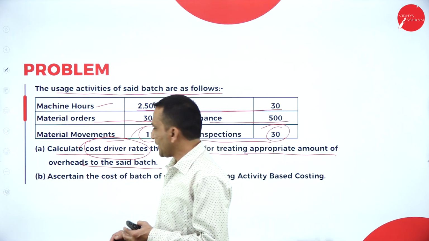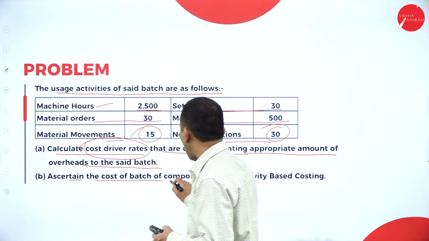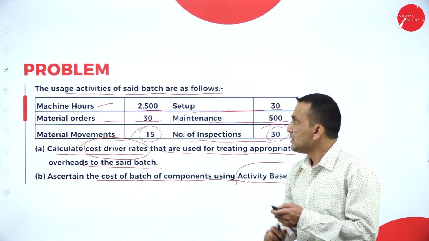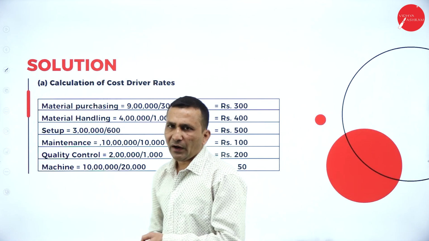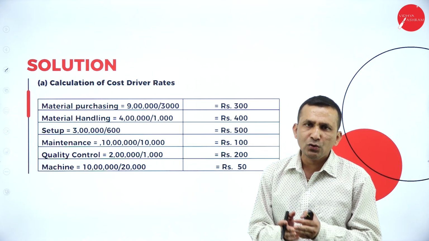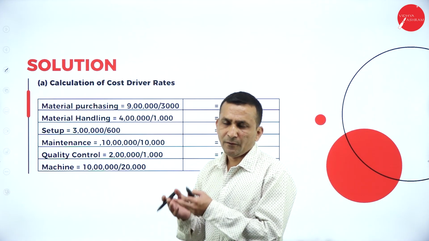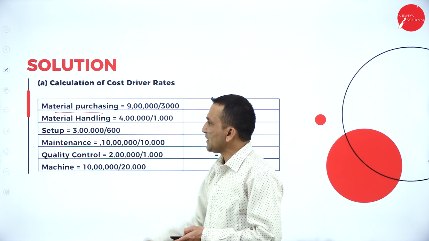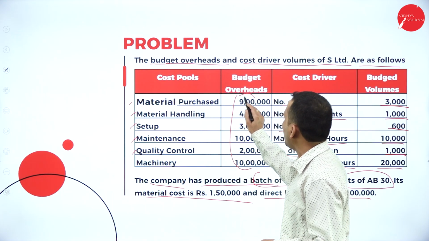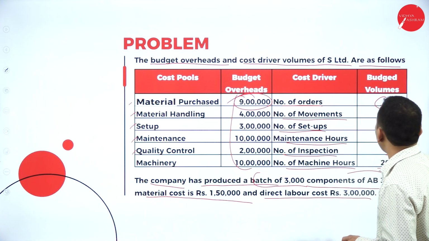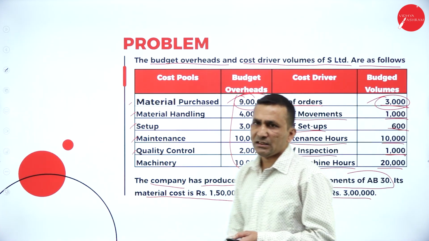There is one more question: ascertain the cost of the batch of components using activity based costing. So the first thing is to find out the cost driver, which depends on the value as well as the related activity. The first information is related to material purchase. We have purchased material for 9 lakhs, and the number of orders is 3,000.